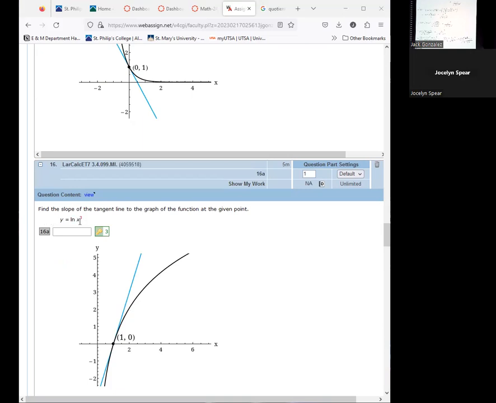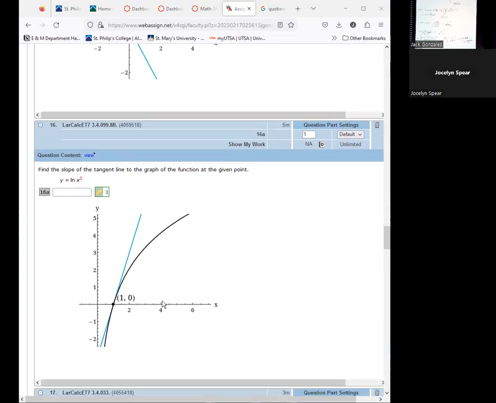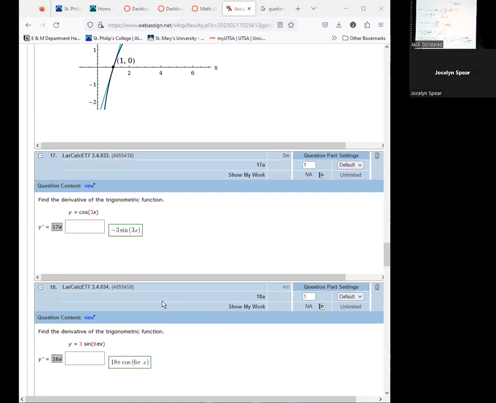On 16, only one is a slope. So you would take a derivative and plug in the x value, just like we did on the first 3.1. Okay. The cosine derivative, we can do that real quick.